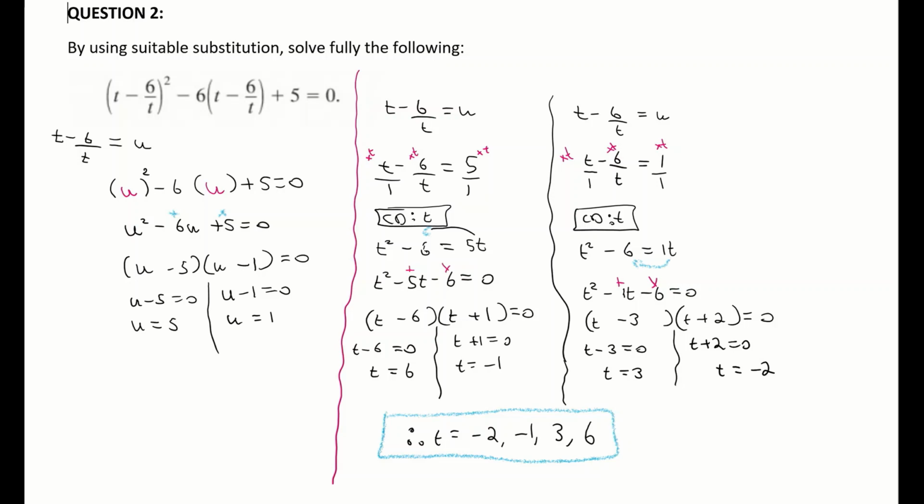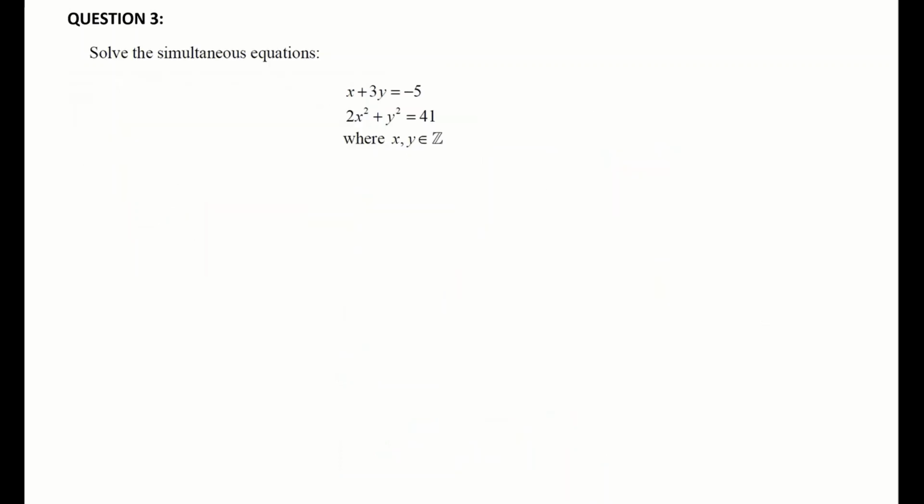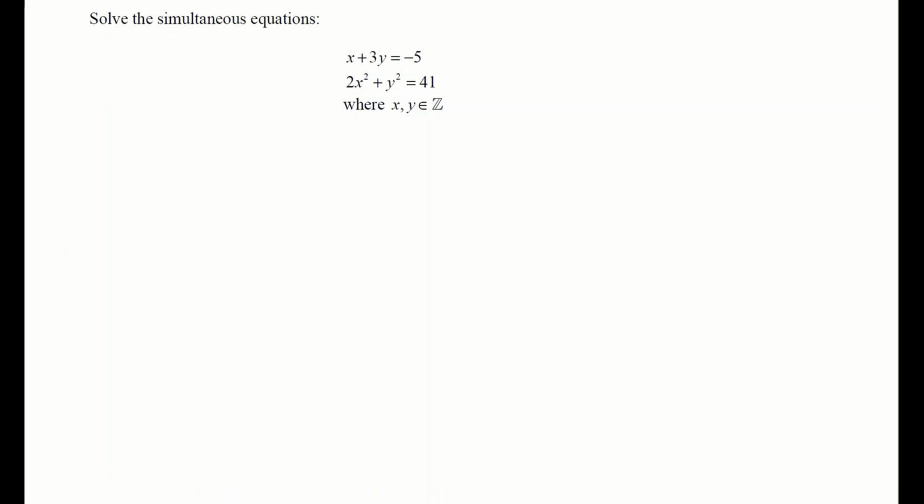If you want to check your answers, all you have to do is sub them in for t in the original quadratic, and you should get 0. But I'll leave that up to you to check that. So question 3 is asking us to solve the simultaneous equations. And you can see here that we have one being a linear, so there's no degrees of 2, no powers of 2. And then the second one has degrees of 2 in it.